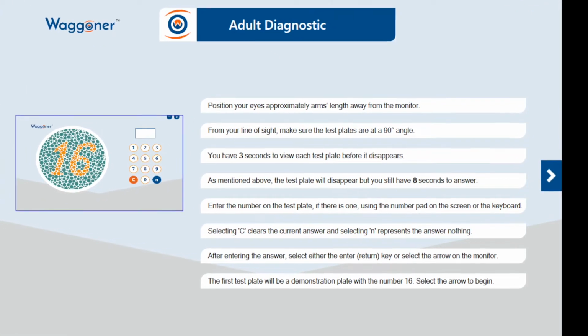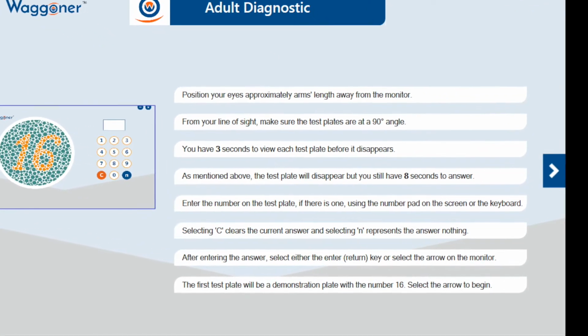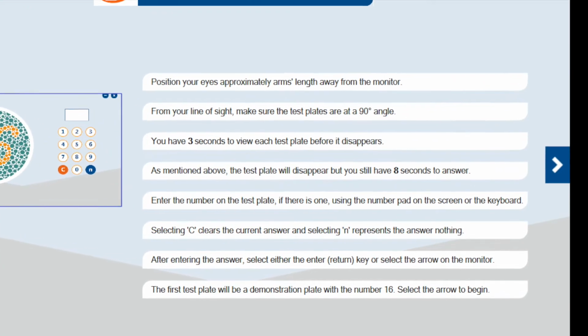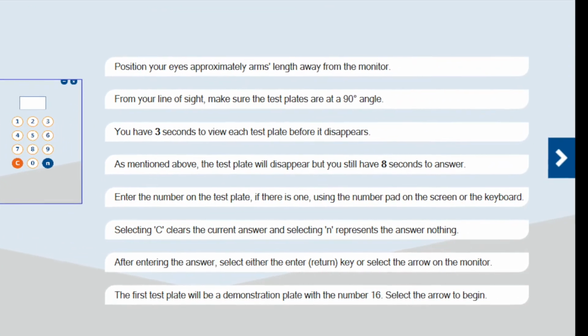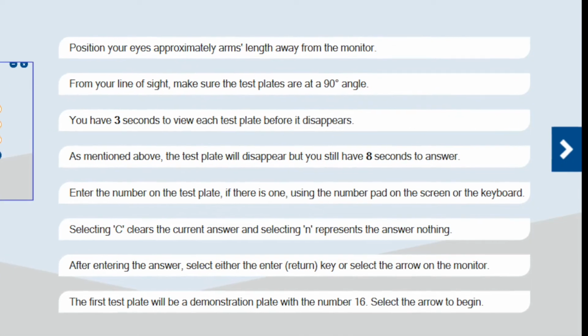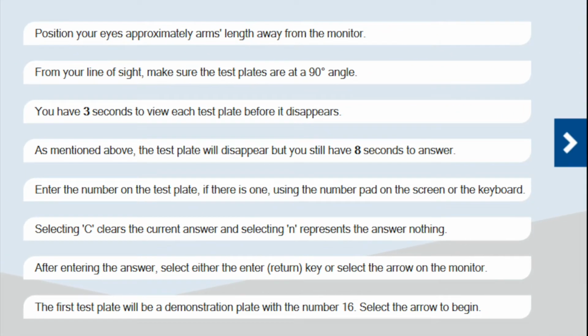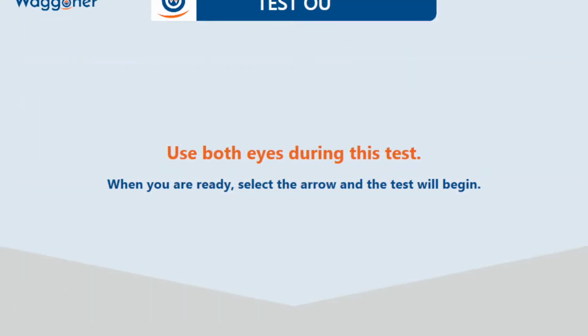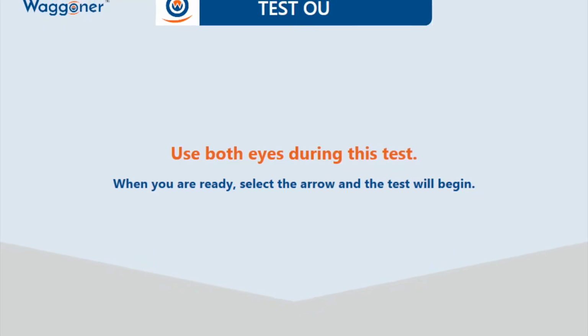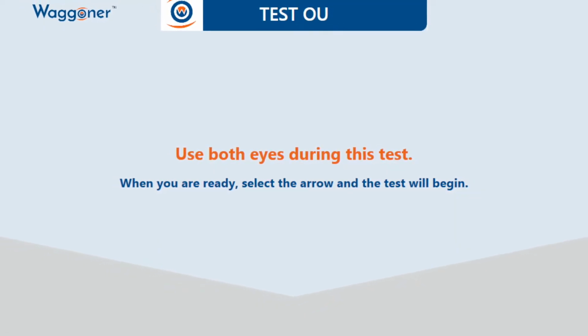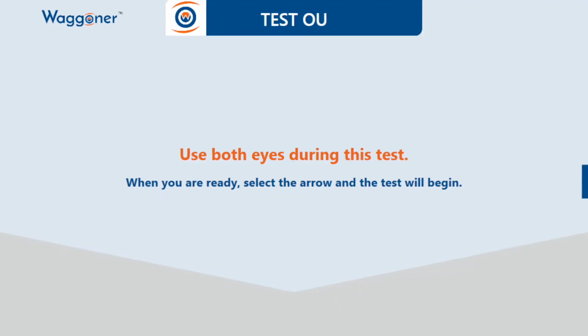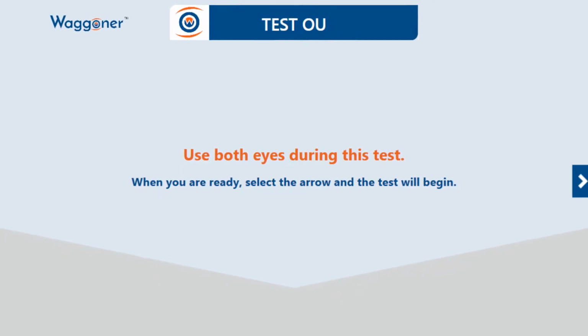This is the instructions page. At this point, we recommend that you allow the patient to read the instructions on their own. This standardizes the testing procedure and removes administrator bias during the testing process. Select the arrow to continue. This is the last screen prior to the test beginning. It simply informs the patient which eye or eyes to use during the test.